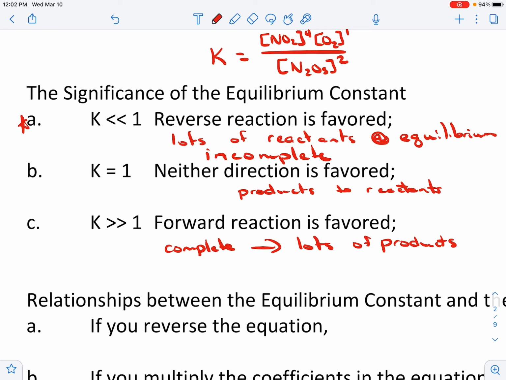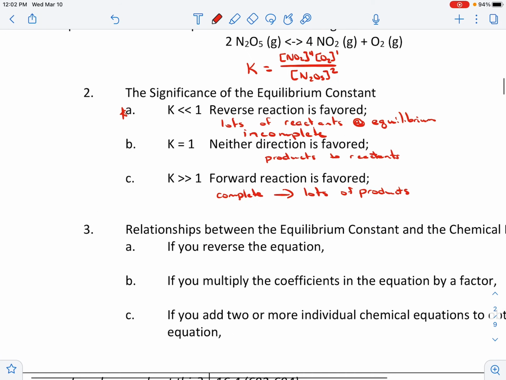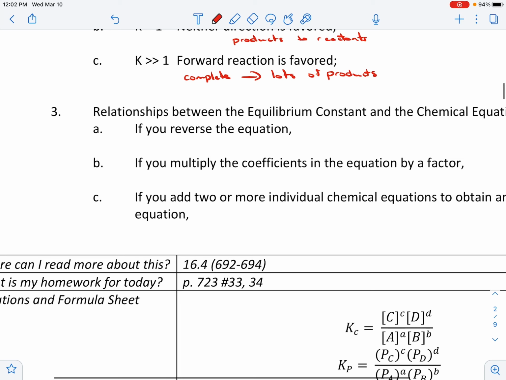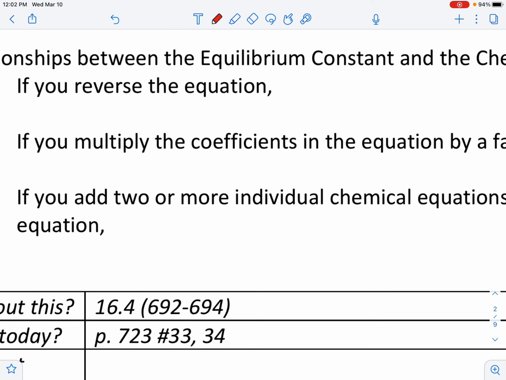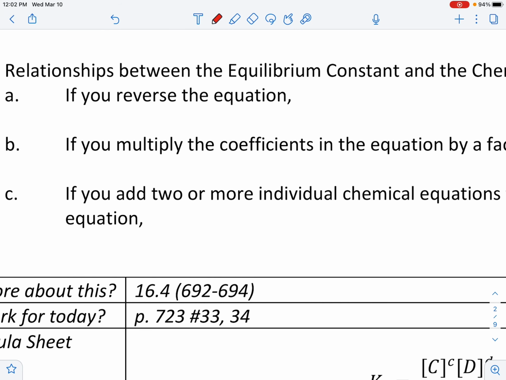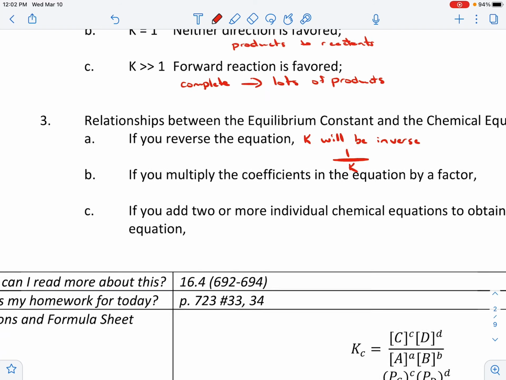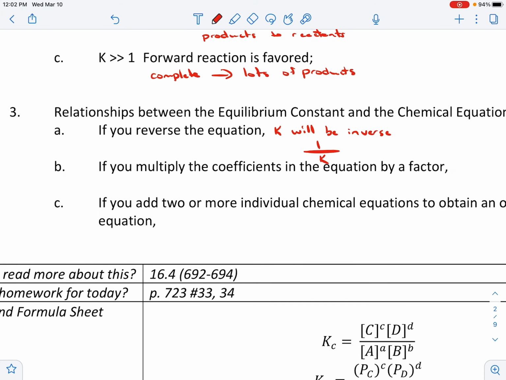All right, so let's talk about how to manipulate K, because we can manipulate K like we did with Hess's law in our thermodynamics just recently. So if we reverse the reaction, if we flip it, our K will be inversed, so we take 1 over it to get there. Now, if we multiply the coefficients in the equation by a factor, we have to raise K to that power then, all right?